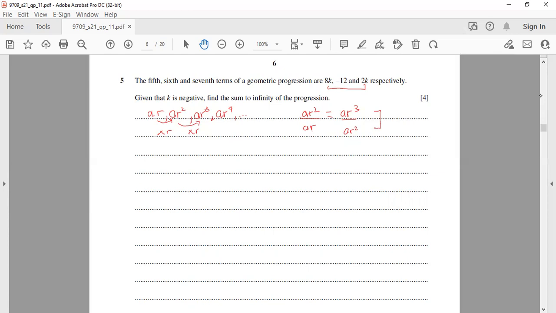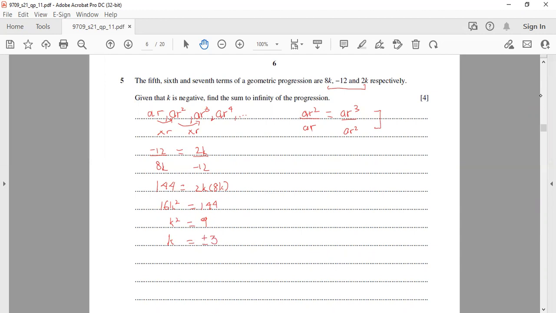So the sixth term, which is minus 12, divided by the fifth term, 8k, should be equal to 2k divided by minus 12. So I cross-multiply: minus 12 times minus 12, 144, is equal to 2k times 8k. So 2 times 8, 16, k squared is equal to 144. k squared is equal to 144 divided by 16, which is 9. And k is plus or minus square root of 9, which is plus or minus 3.